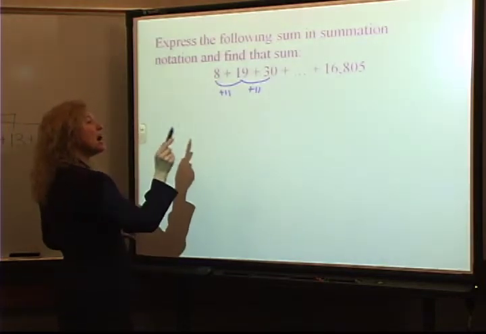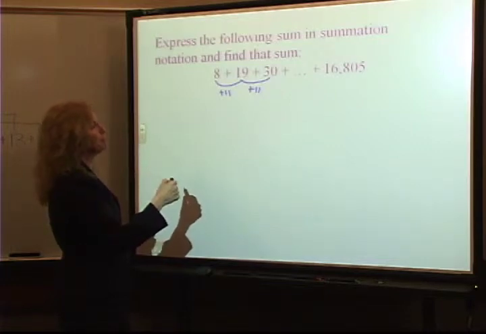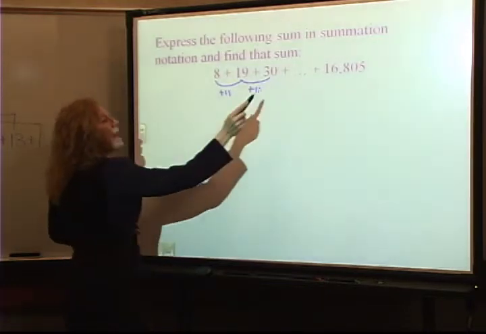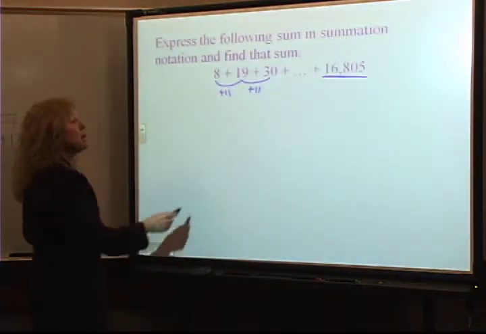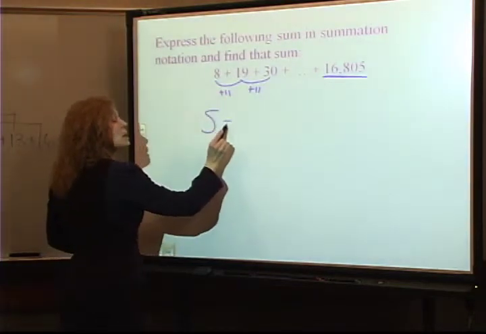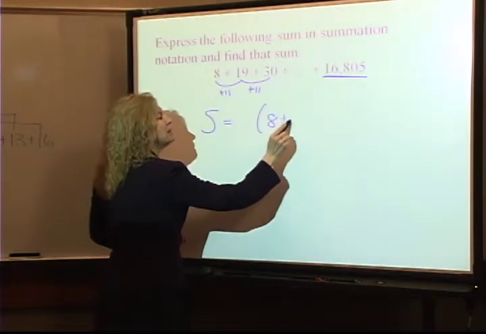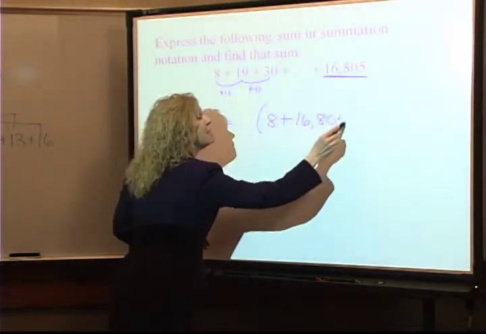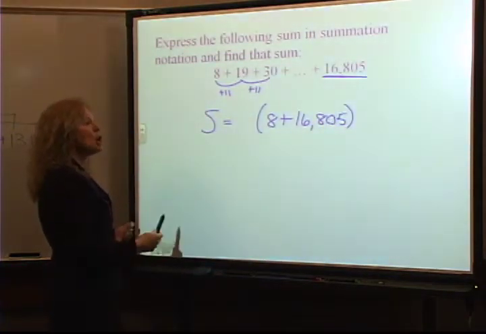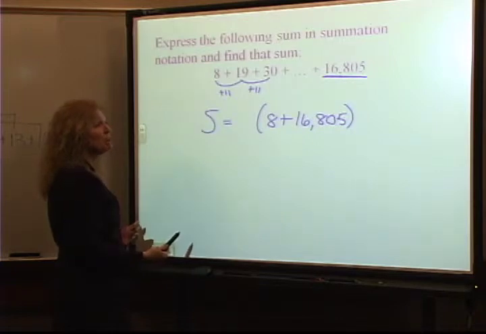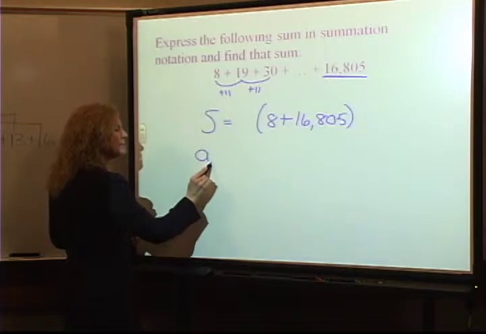Because of time, I think I want to just go ahead and write what the sum would be. Okay? I need to know which term this is, because I know that as I sum this up, I'm going to add the 8 plus the 16,805, but before I can do that, I need to know how many terms there are. So how do I do that? Well, I use my A sub n formula.